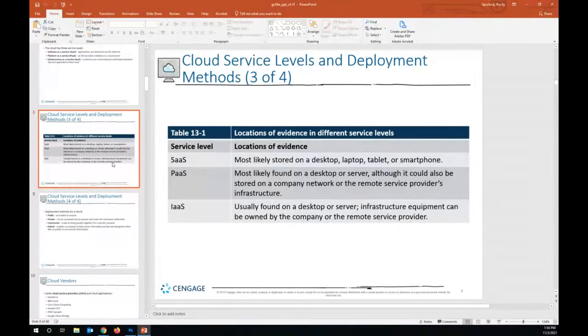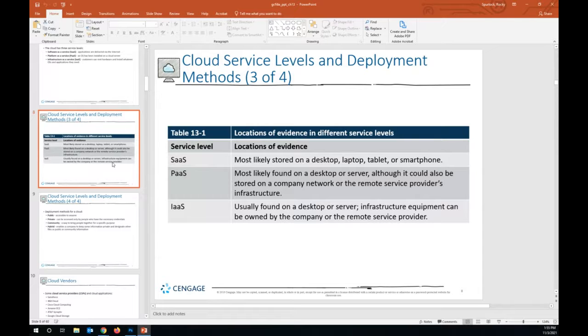So we'll look at where the evidence is located for these different service levels. For software as a service, it's most likely going to be stored on desktops, laptops, tablets, and smartphones. For platform as a service, these are most likely to be found on desktops or servers. It can be found stored on a company network or a remote service provider's infrastructure as well.